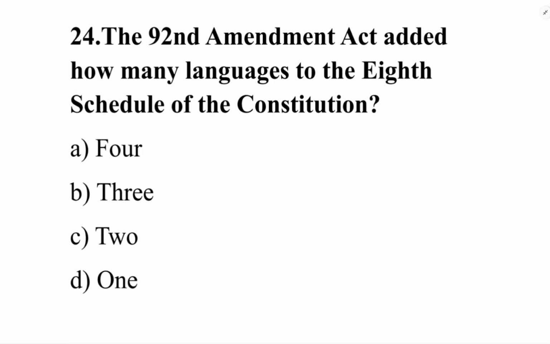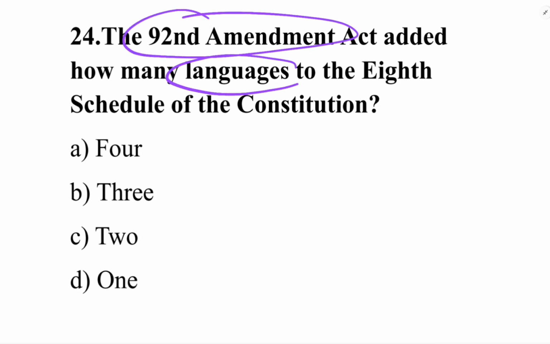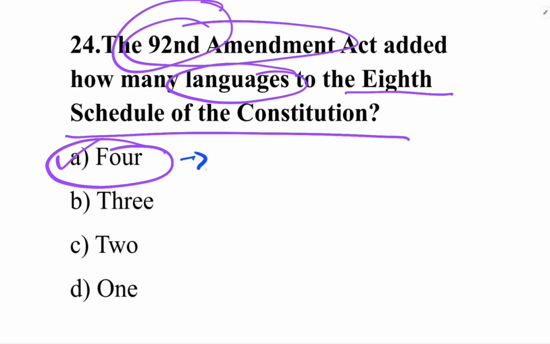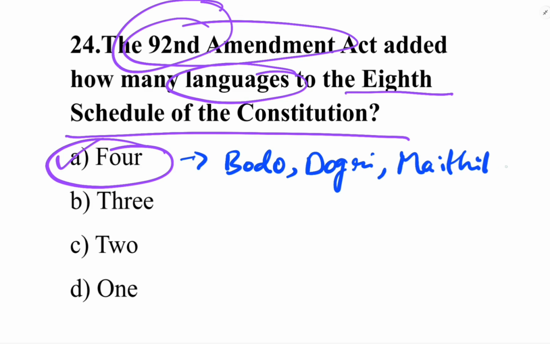Next question. The 92nd Amendment Act added how many languages to the 8th schedule of the Constitution? Option A, 4. Option B, 3. Option C, 2. And option D, 1. So the correct answer is option A, 4. Four languages have been added to the 8th schedule of the Constitution through the 92nd Amendment. Those are Bodo, Dogri, Maithili and Santhali.